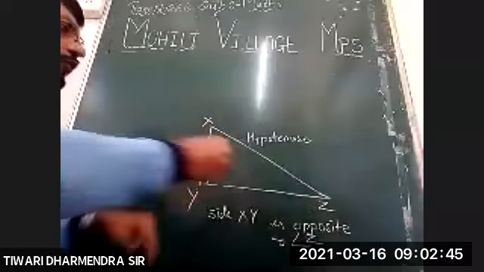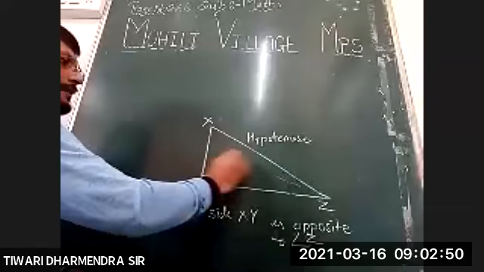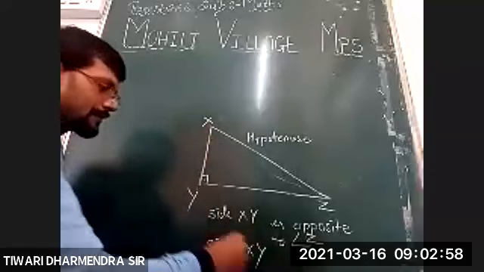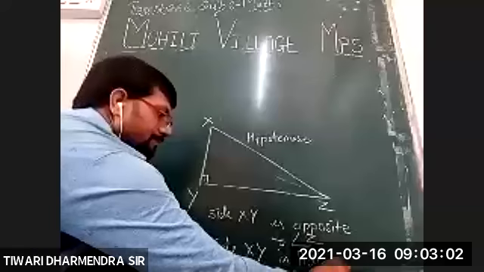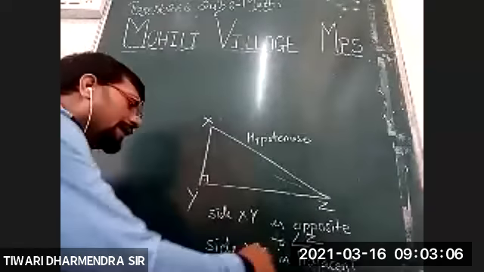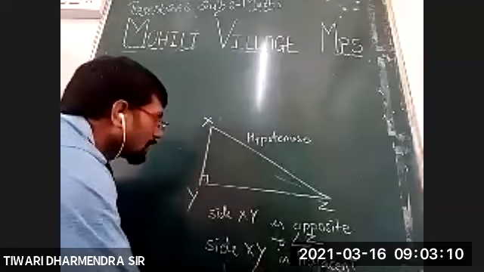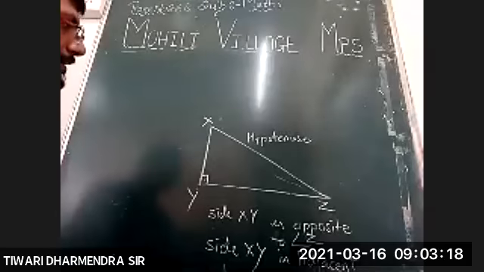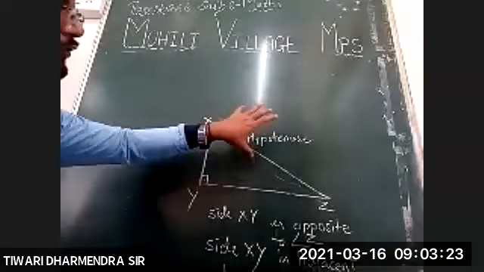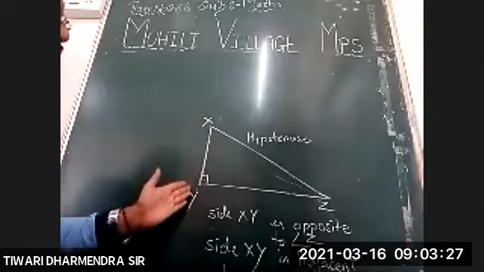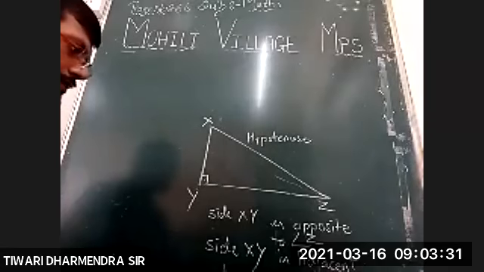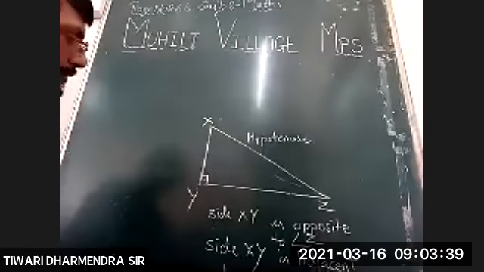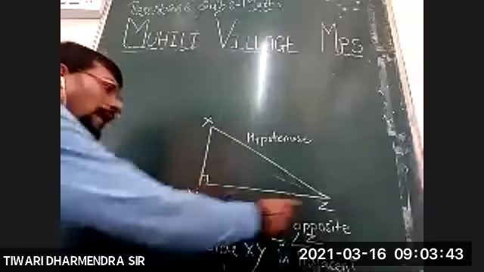Side XY is opposite, in front of angle Z. Side opposite to angle Z. Similarly, we can say side XY is adjacent. Adjacent means attached. Side XY is adjacent to angle X. Yes, it is correct. You will ask why the hypotenuse is not adjacent. As it is fixed, it is the hypotenuse. We can't take it as a side. Always it is going to act as a hypotenuse. Always you'll be getting a side of the type XY or YZ. You should keep in your mind, the hypotenuse is fixed. Side XY is opposite to angle Z. Side XY is adjacent to angle X.